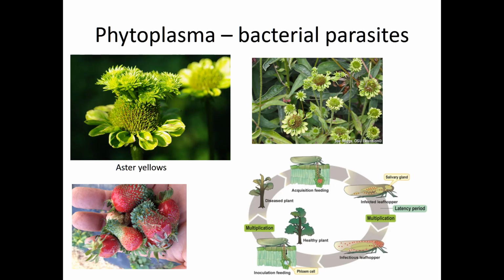It's kind of complicated. You see these strawberries down in the lower left that have what look like little leaves growing out of them. This plant is also infected by a phytoplasma. And as shown in the life cycle of phytoplasma in the lower right-hand corner, this is something that's transmitted by phloem-feeding insects like leafhoppers and planthoppers.